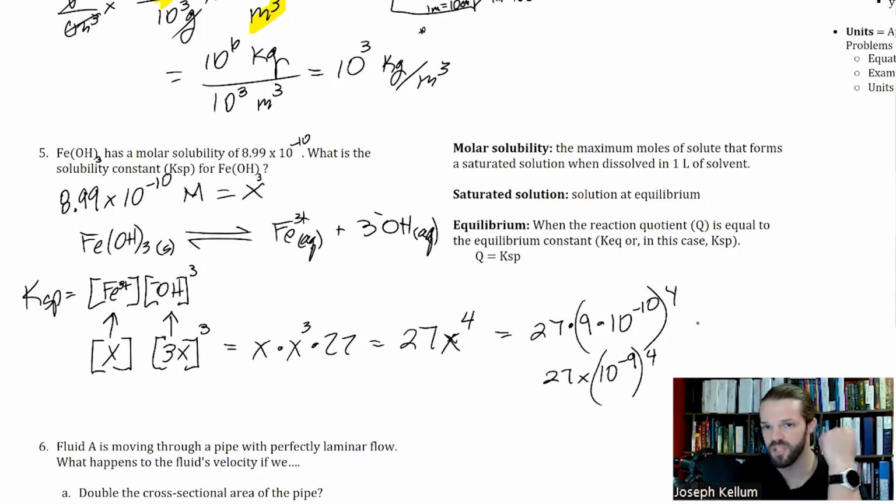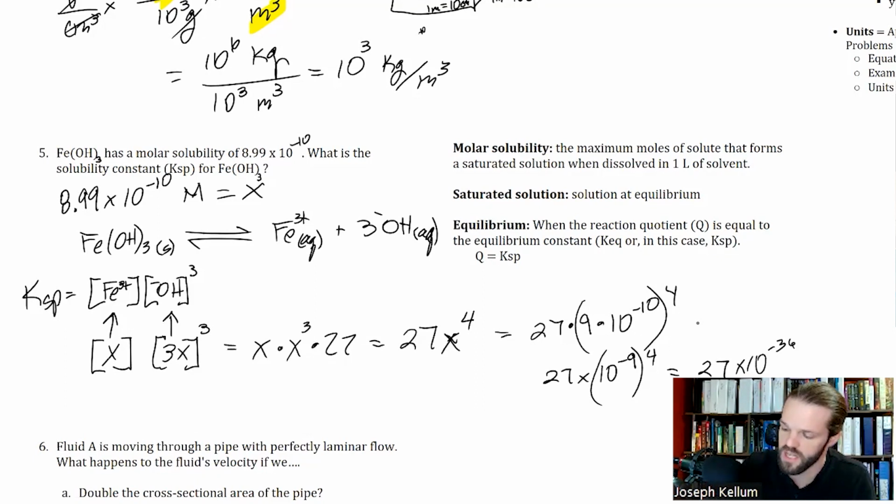And that is much easier because if you remember, whenever you raise one exponent to another exponent, all you have to do is multiply that exponent through. So what you end up with here is 27 times 10 to the negative 36. It's just a much easier number to work with.